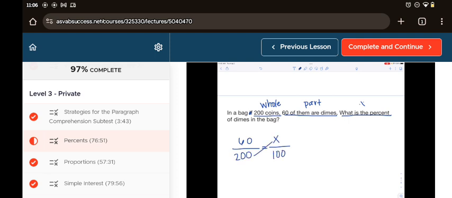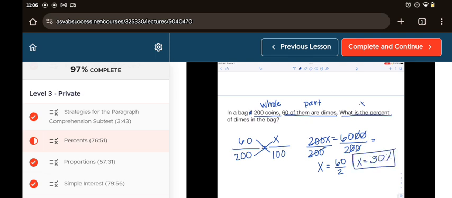We're going to cross multiply. 200 times x is 200x. 60 times 100 is 6,000. We're going to divide by 200 on both sides. This cancels out, and I do that so I can get x by itself. Here, I can eliminate 2 zeros. I'm left with 60 over 2, and 60 divided by 2 is just 30. So my answer here is 30%. Okay? I hope this is making sense.